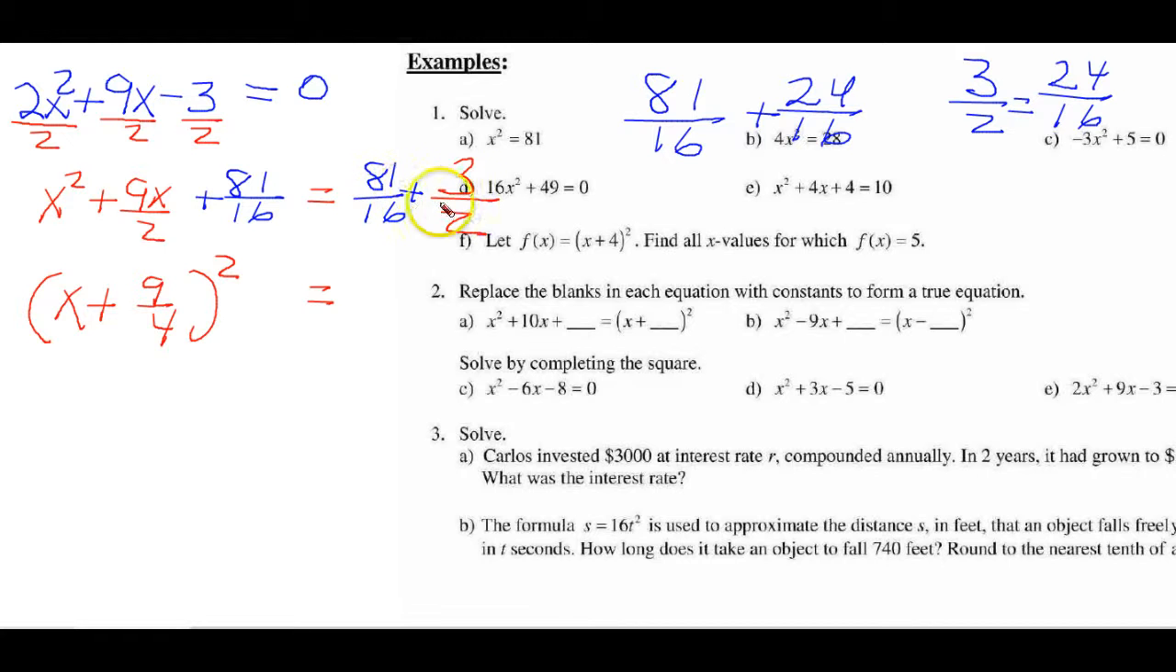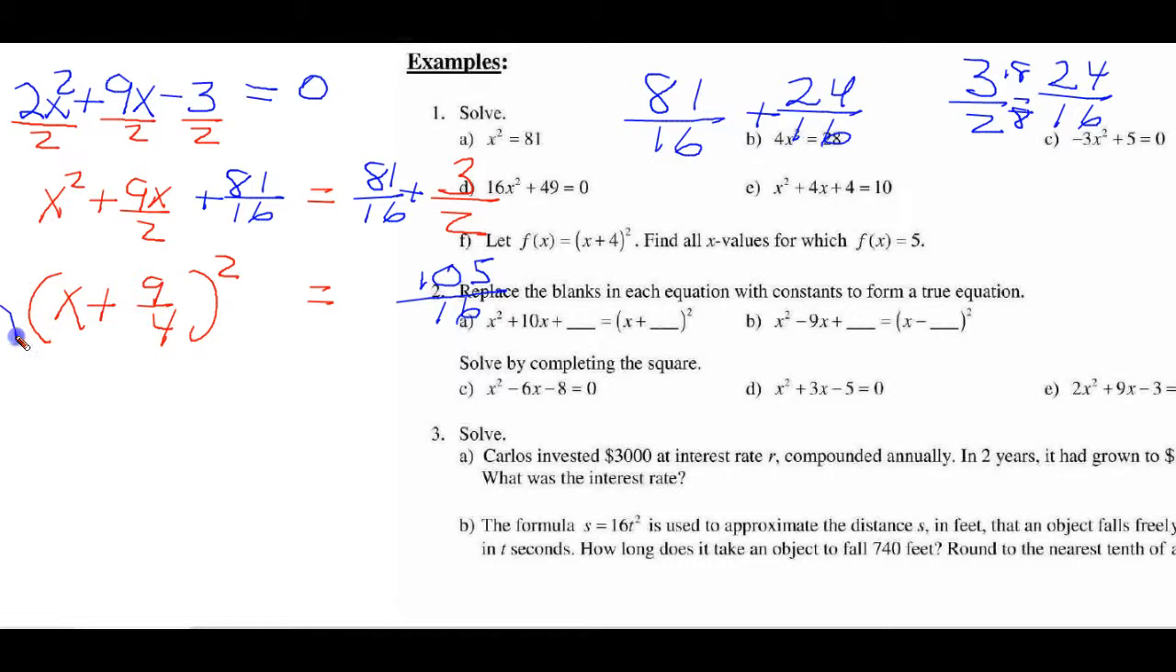Now, in order to add this together, I have to have common denominators. So the 3/2 here becomes 24/16. I'm just multiplying both of these by 8. 8 over 8 is 1. So I get 24/16. When I add these together, I get 105 over 16. So that's where we are now.